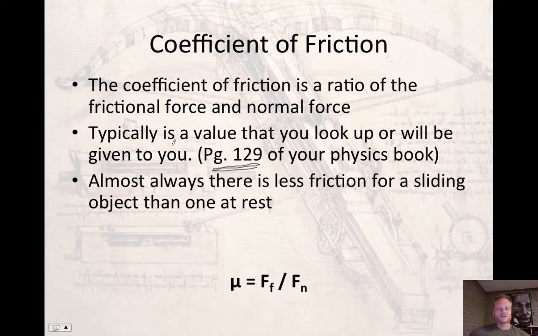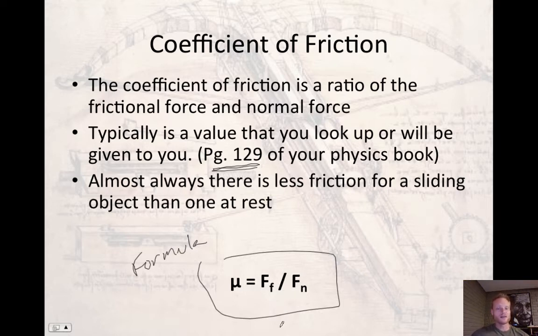Like I said in the previous slide, there's almost always less friction for sliding an object than for one at rest. Once you get it sliding, it's typically easier to keep pushing it than starting it from rest. This down here is a formula to calculate the coefficient of friction. Mu equals the force of friction, a big F with a little f as a subscript, over the normal force. So mu equals the force of friction divided by the normal force. If I ask you to calculate it, that's the formula you'd want to use.